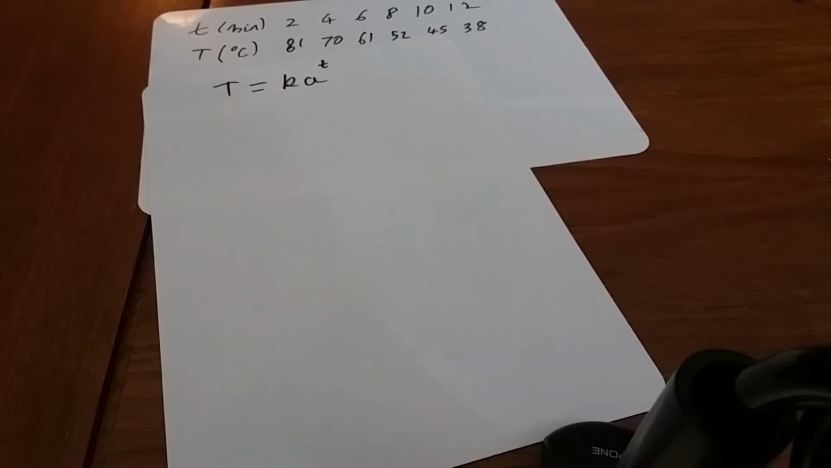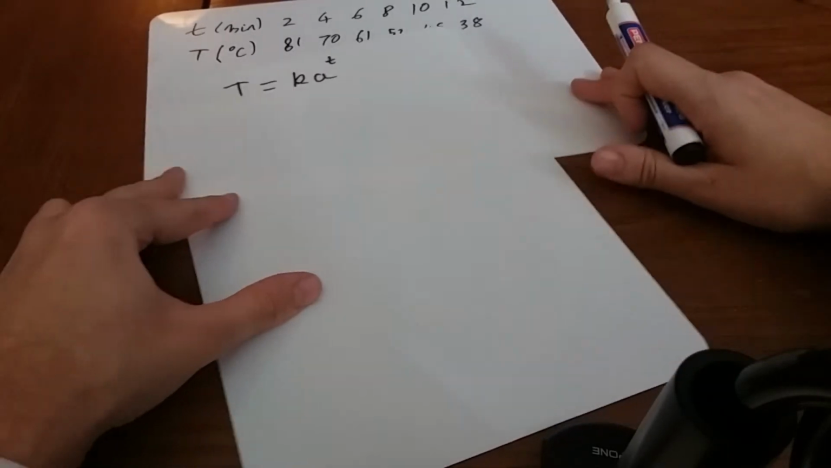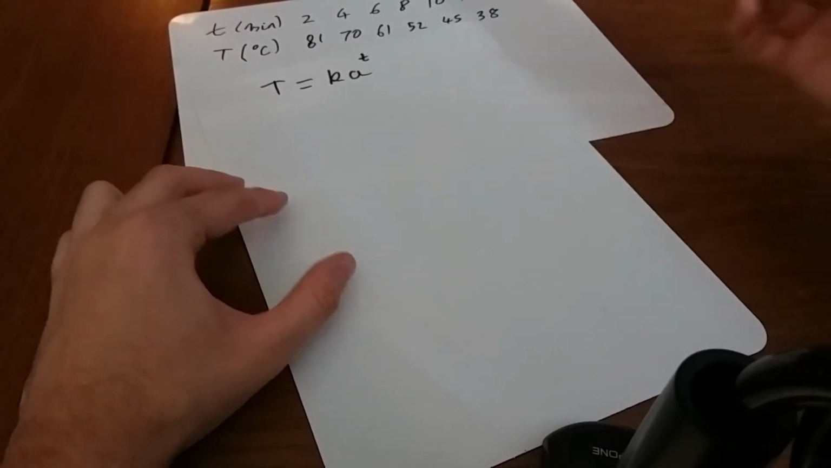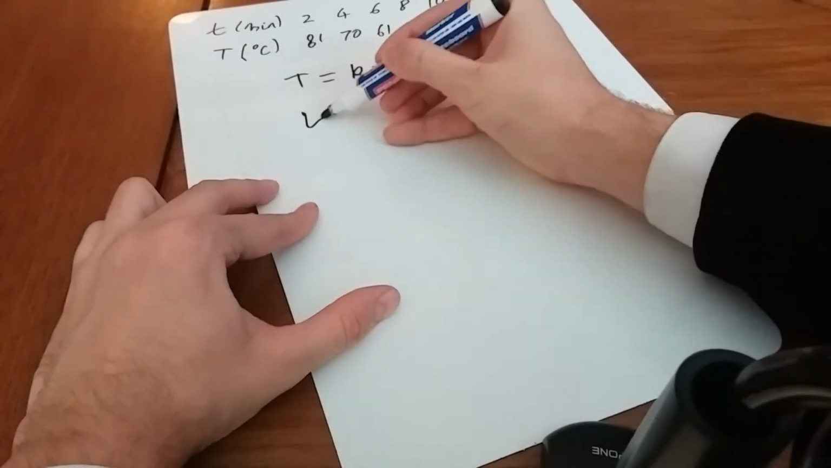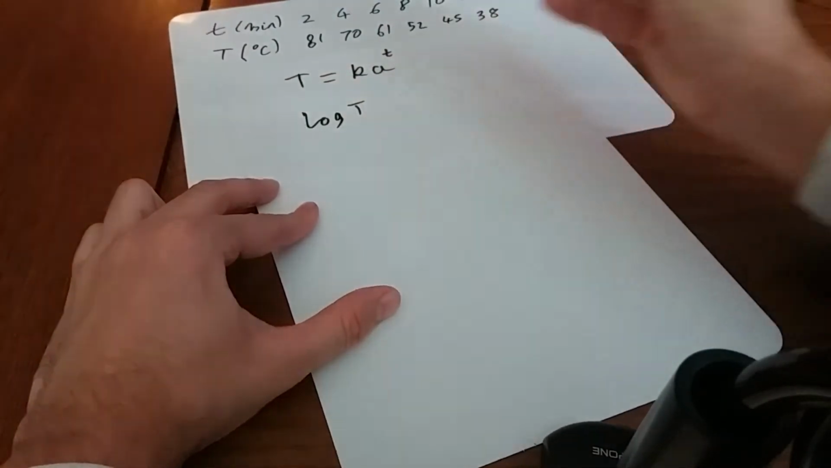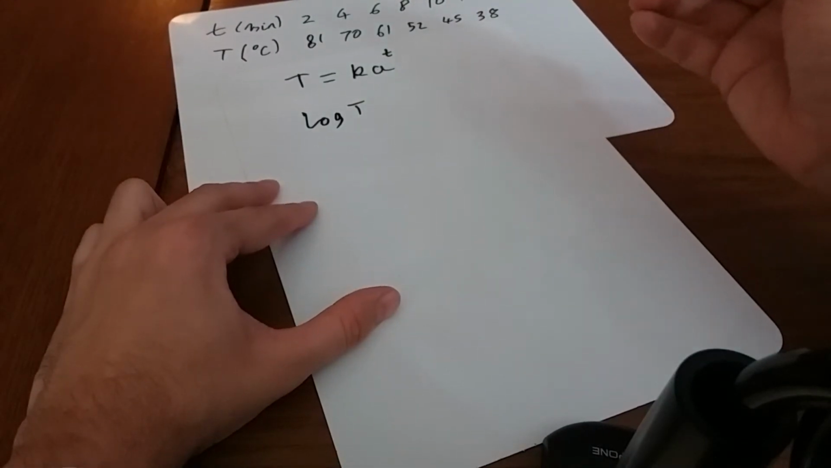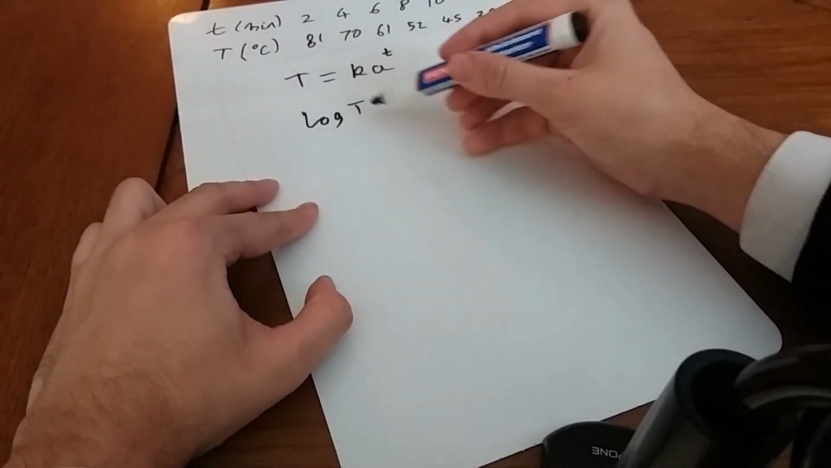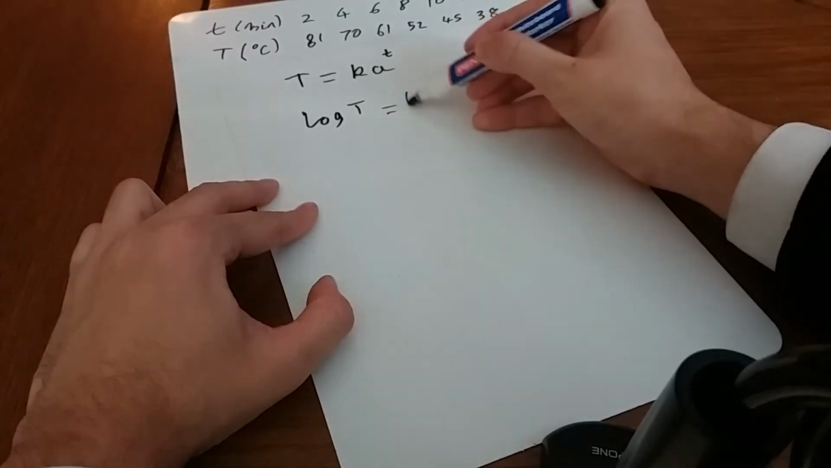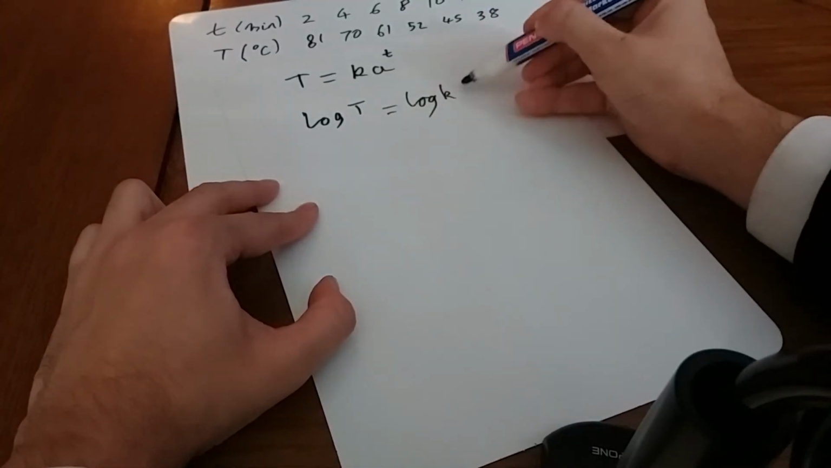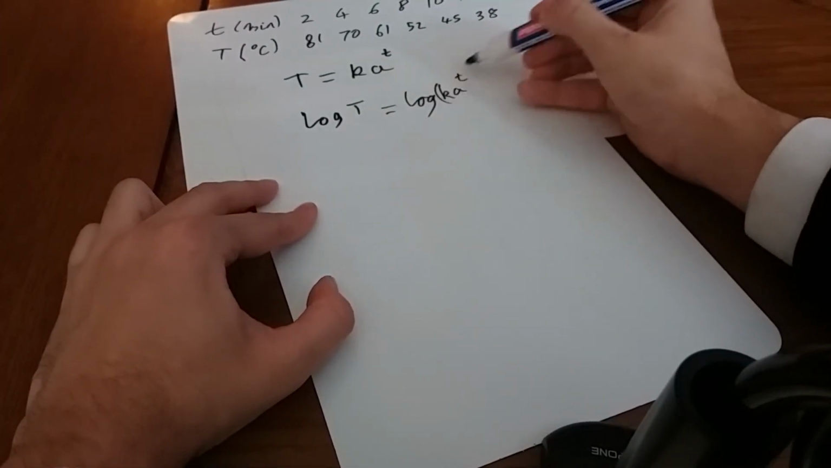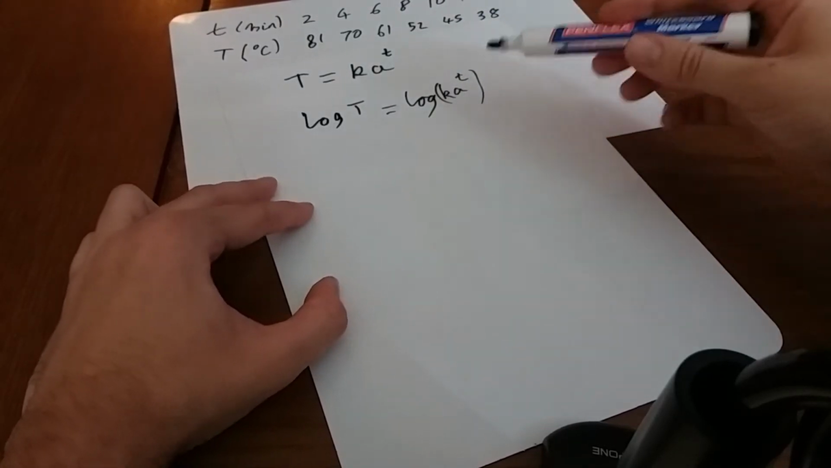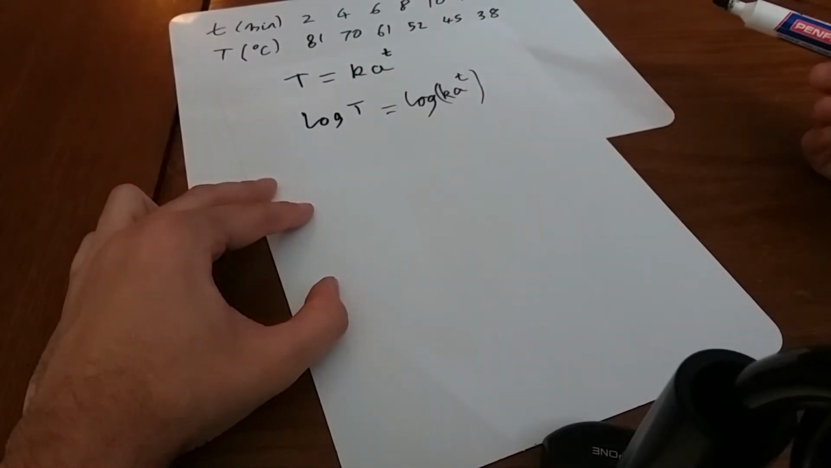Our tactic here is to use logs to turn this into a straight line. So what we're going to do is take logs of both sides. Now it doesn't actually matter what sort of log we do. You could do it with natural log if you wanted. I'm going to write just log. Now remember from last week that when I write just log, that means base 10. So log of one side equals log of the other side. I'm just going to put that in brackets to make it clear that it's the whole of that side that we've got log of.